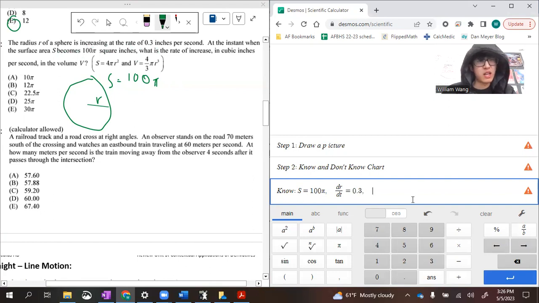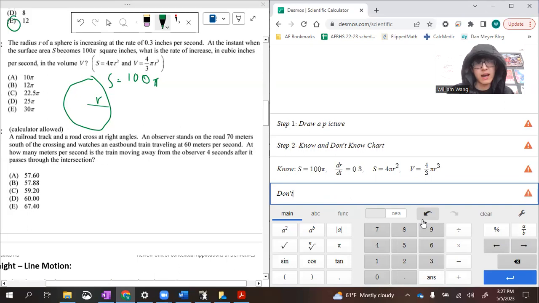Okay, let's see. Do I know anything else? Not really. I mean, I know these equations. They gave me this equation, so I guess that's sort of useful. I'm going to write down my equations: 4 pi r squared, and V equals 4/3 pi r cubed.